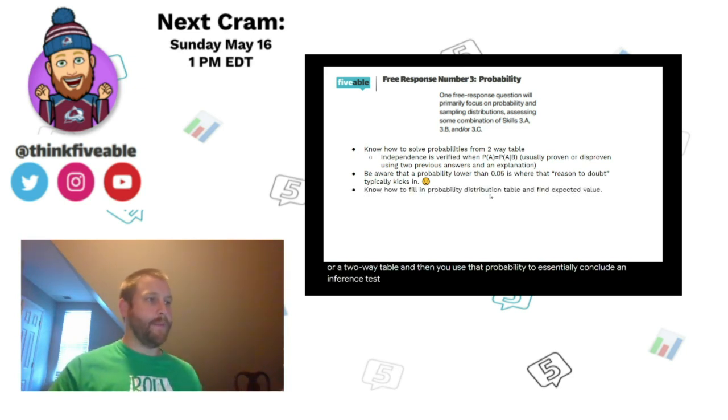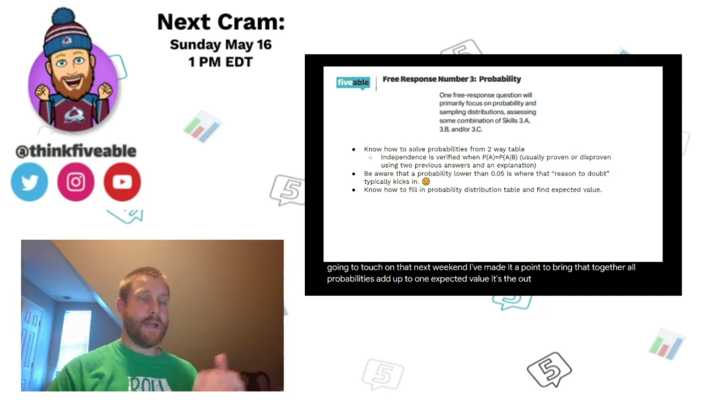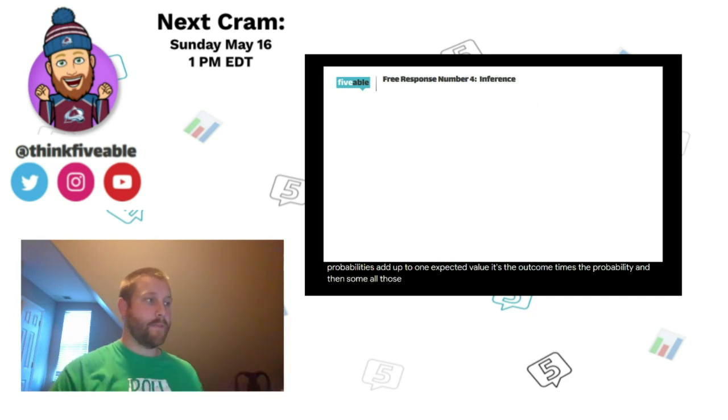Know how to fill in a probability distribution table and find the expected value. We are going to touch on that next weekend. I've made it a point to bring that together. All probabilities add up to 1. Expected value is the outcome times the probability, and then you sum all those together.